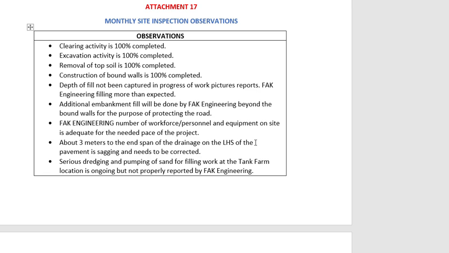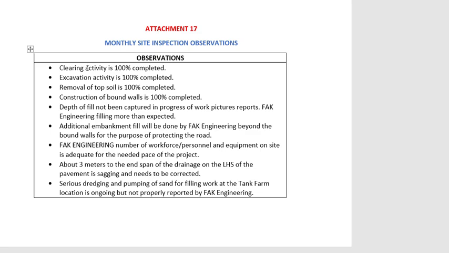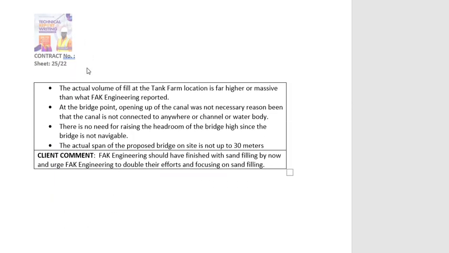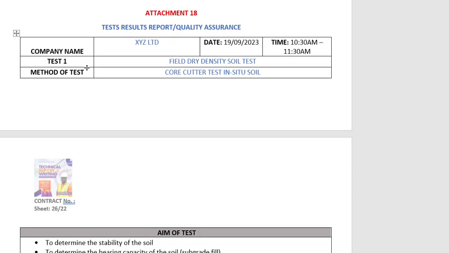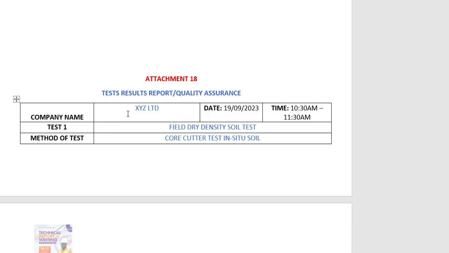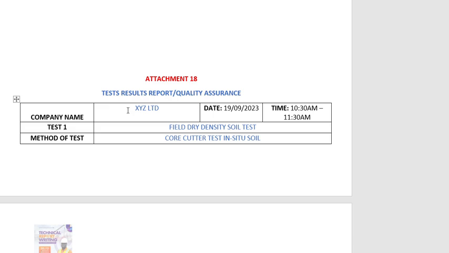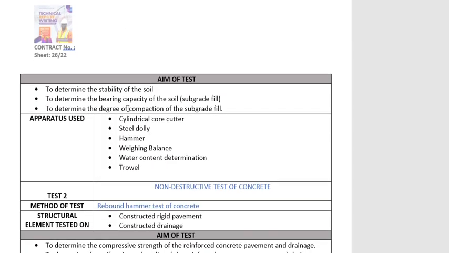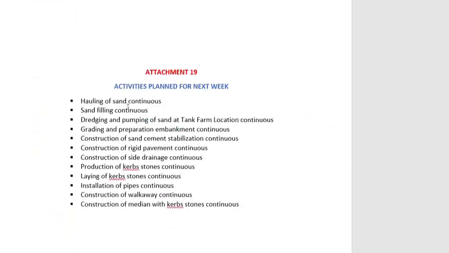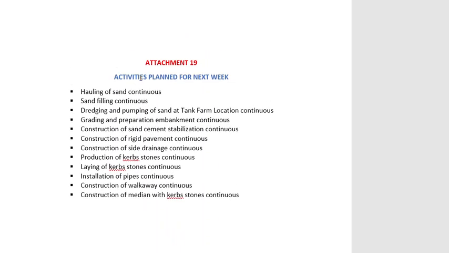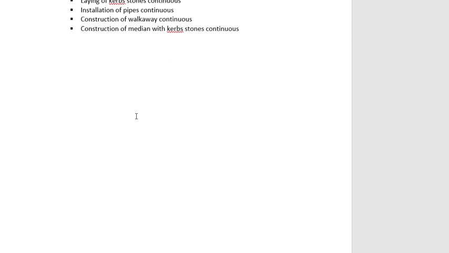If there were inspections, document your site inspection observations in your technical report writing. Very, very important. Then if there were tests that were carried out during the course of the project, state the test results in your technical report writing. The next, like I said, is the activity plan for the next week. State the activity plan for the next week.